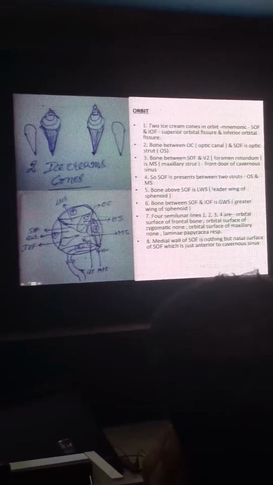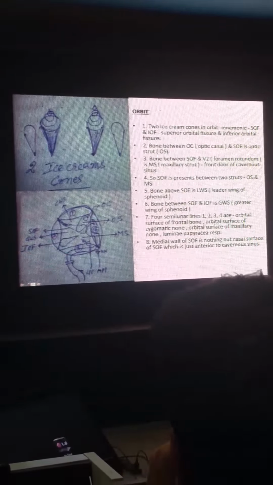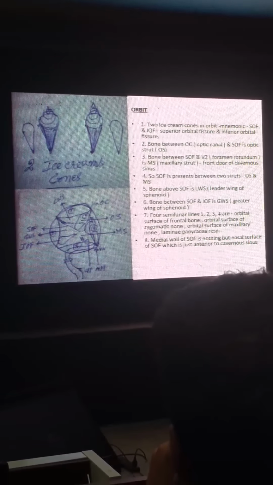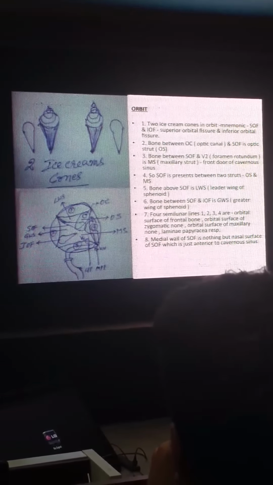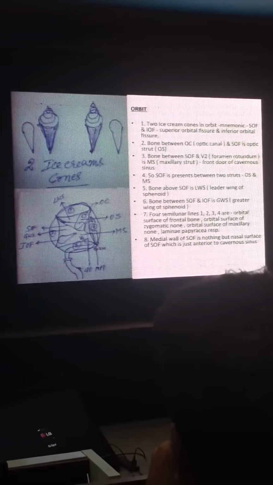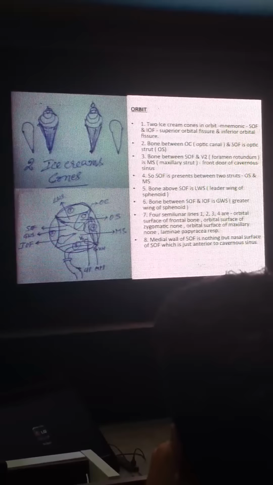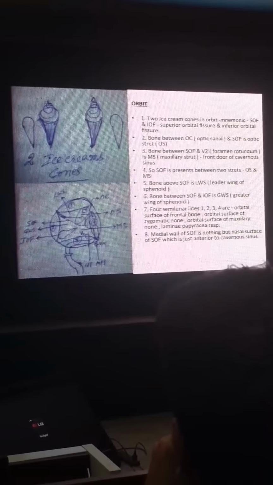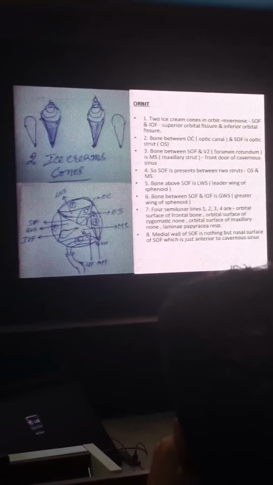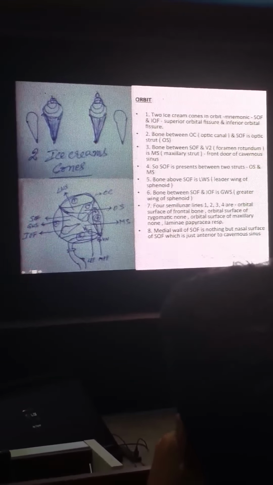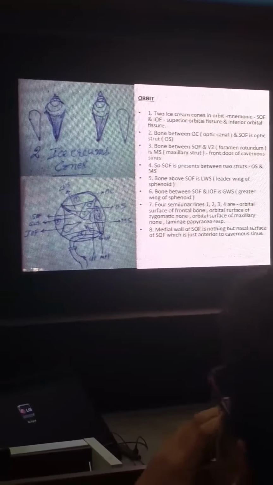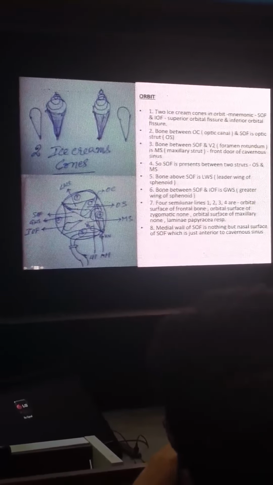So, there are 4 semilunar lines. 1, 2, 3, 4. The first, above one, is the orbital surface of the frontal bone. This lateral one is the orbital surface of the zygomatic bone. Below one is the orbital surface of the maxillary bone. That is the orbital surface of the ethmoid bone, nothing but the lamina papyracea. The bone between the superior orbital fissure and inferior orbital fissure is the greater wing of sphenoid. The bone above the superior orbital fissure is the lesser wing of sphenoid.